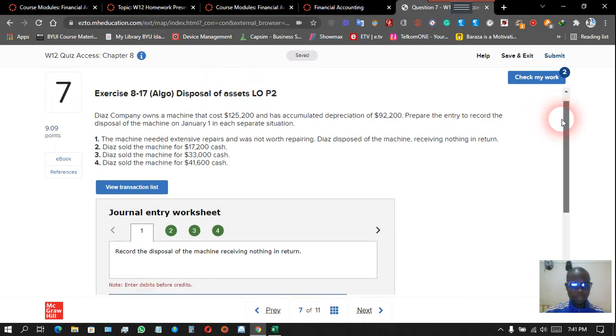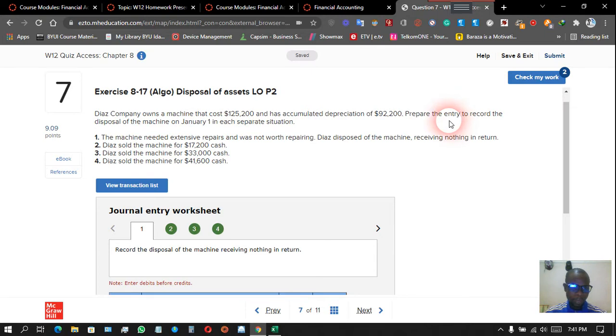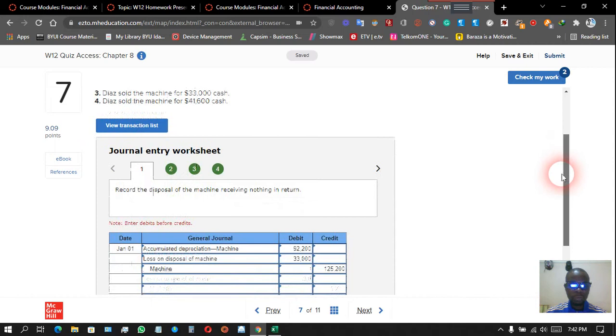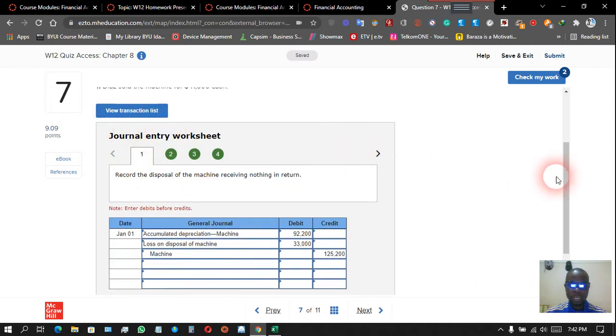Now in this question we are told that DS company owns a machine that costs 125,200 and has accumulated depreciation of 92,200. Prepare the entry to record the disposal of the machine on January 1 in each separate situation. So we've been given 4 situations here, or 4 scenarios, which we're going to use to fill out our journal entry worksheet.